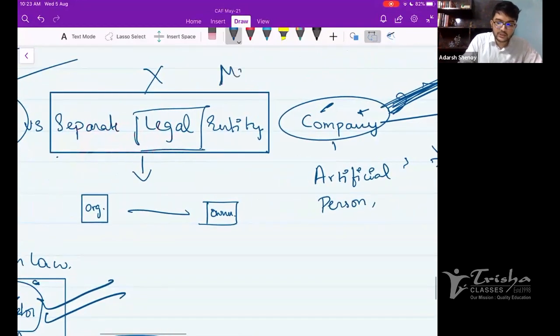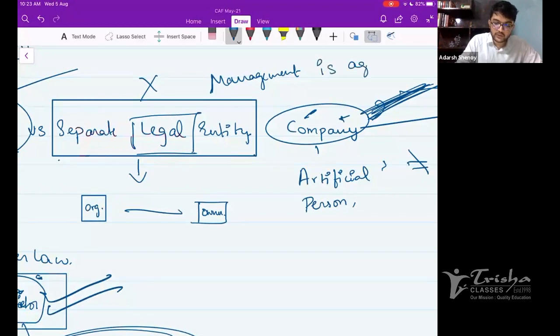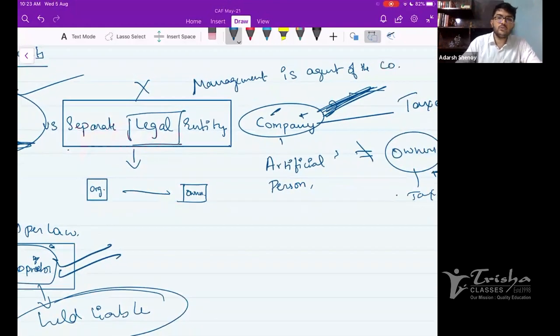The board of directors, or the management of the business, is the agent of the company. We call them the agent of the company. So whatever the company does is through management. The management takes decisions because the company is an artificial person. It doesn't have a brain. It doesn't have a thinking capability. So the board of directors do the thinking, and the decisions on behalf of the company are taken by the board of directors. So the board of directors are agents of the company.